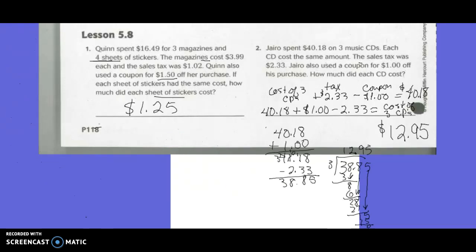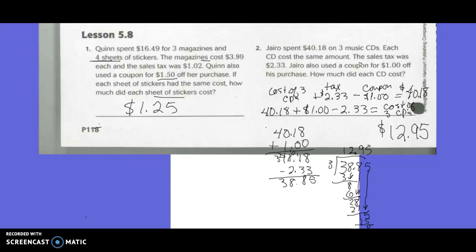All right, so here's another backward problem. You spent $40.18 on 3 music CDs. Each CD costs the same amount. The sales tax was $2.33, and he used a coupon for $1.04. So the first thing we do is put our cost of our CDs, add our taxes, minus our coupon, which would give us $40.18.